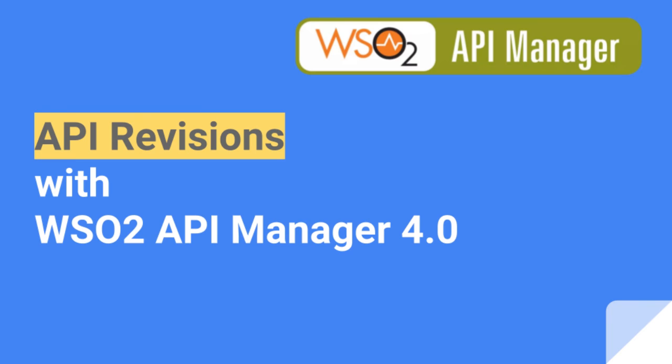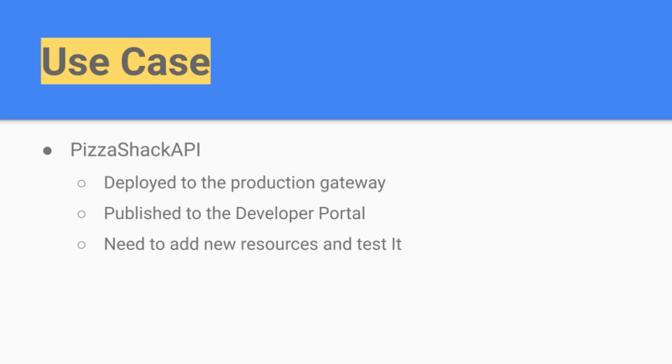Today I'm going to talk about API revisions with WSO2 API Manager 4.0. Let's assume I have an API and it is already deployed in the production environment. Now I want to add a new resource to my API and test it before making it available to my API consumers. With API Manager 3.2.0 or before, you cannot test an API change without deploying it to the gateway. That means it affects your existing users when you test it.